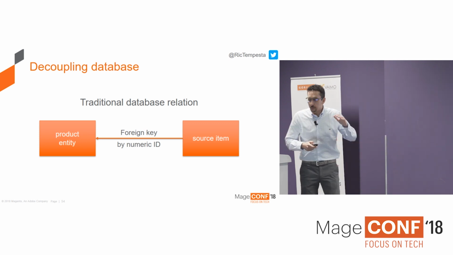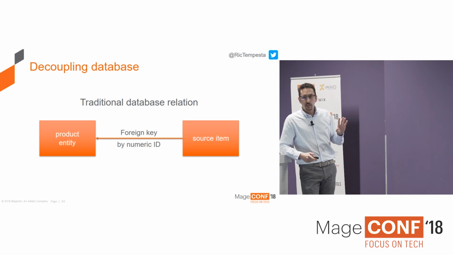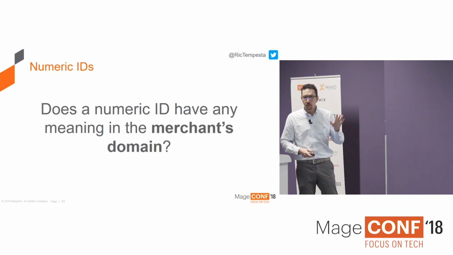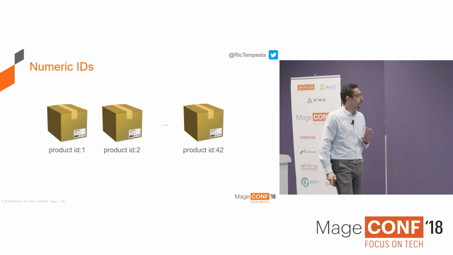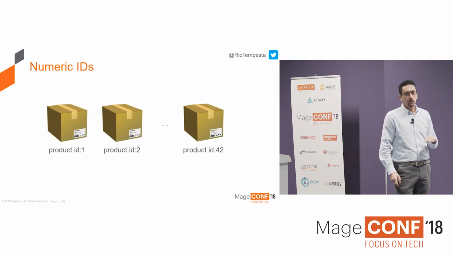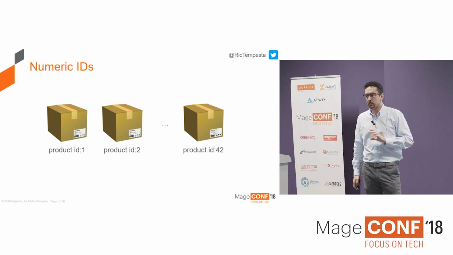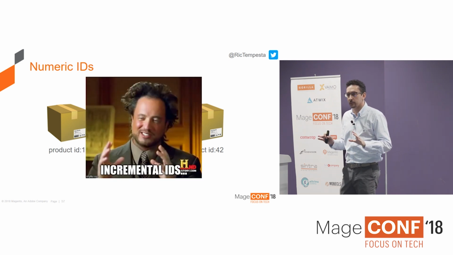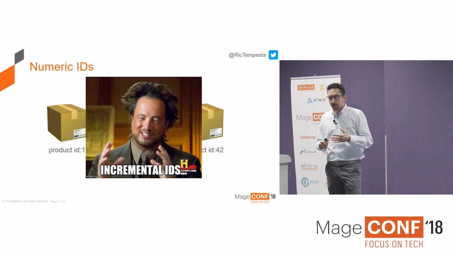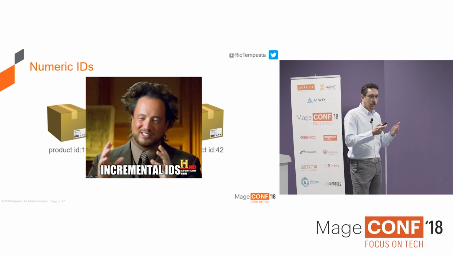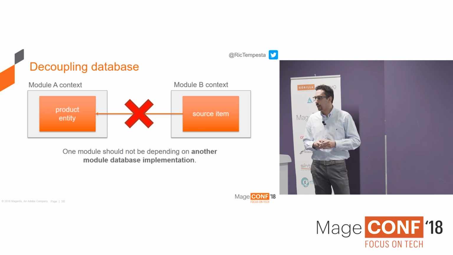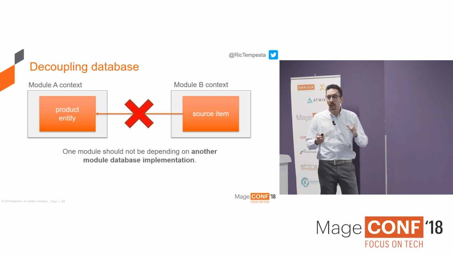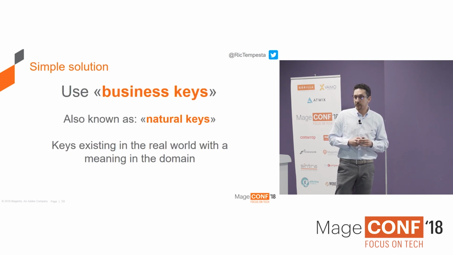And we also have another problem. Going back to the DDD I told you about before, we should speak the same language as the merchant. Do you think that a numeric ID has a real meaning for a merchant? It has no meaning, because when you speak to a merchant, you don't say product 1, product 2, product 42. Absolutely. Incremental IDs are almost meaningless. So what we should do is decouple. First we should decouple this dependency, so remove the foreign key, and speak the same language as the merchant by using the so-called business key.